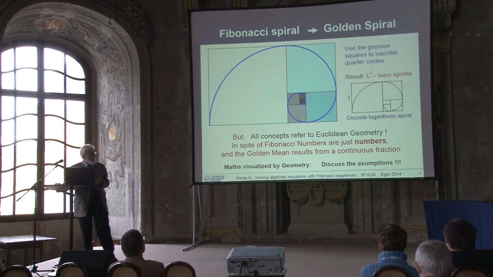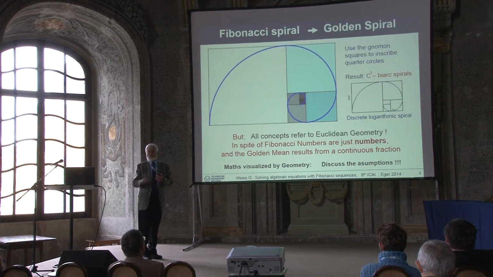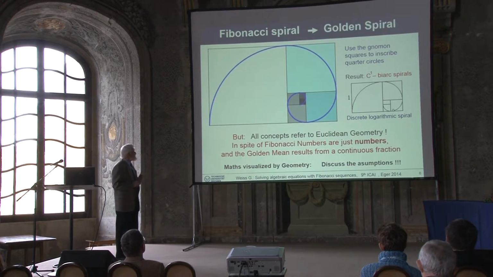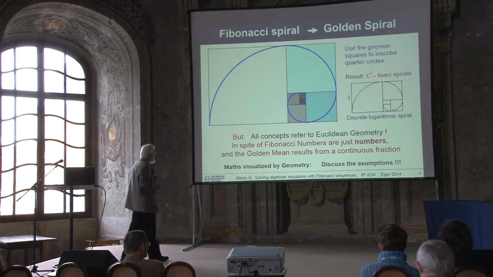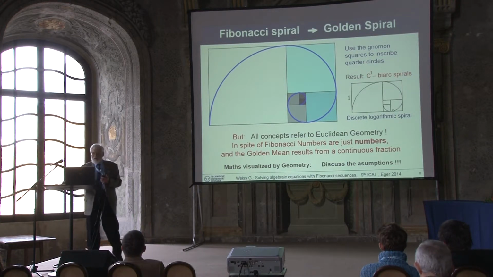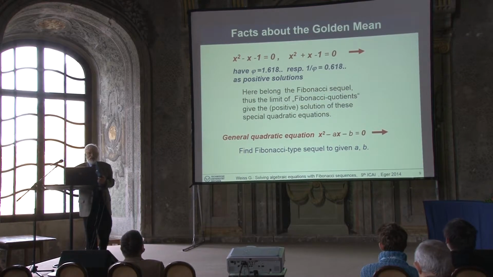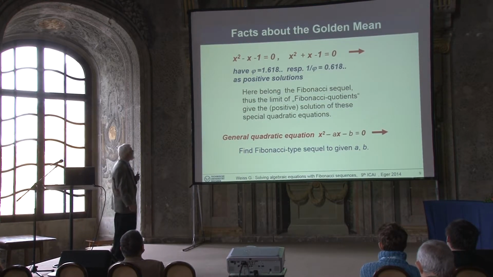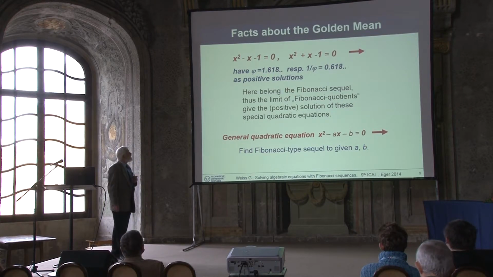So we have again, all concepts refer also to Euclidean geometry, and Fibonacci numbers are just numbers. They are dimensionless. What do they have to do with Euclidean geometry? So we shall, at the end, discuss some automatic assumptions. We have visualizations of mathematics. So, again, the quadratic equations, both of them, we take only the positive solution.